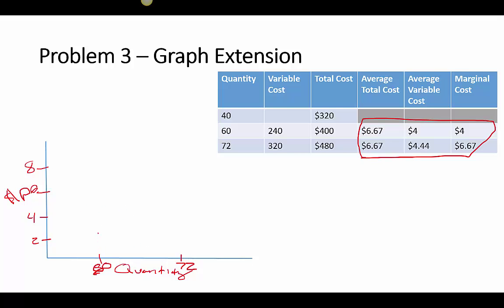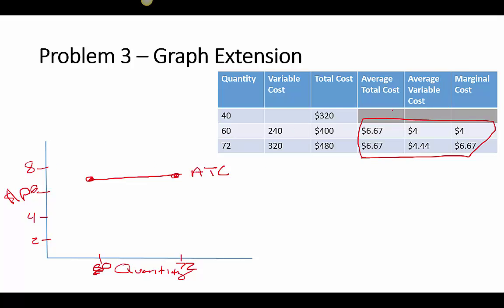At 60, our average total cost is 6.67. So that's going to be our amount. And then at 72, our average total cost is going to be the same. So this right here is average total cost. Typically it's going to be a U-shape, right? So as we go even further out with different data points, average total cost is going to be a U-shape.